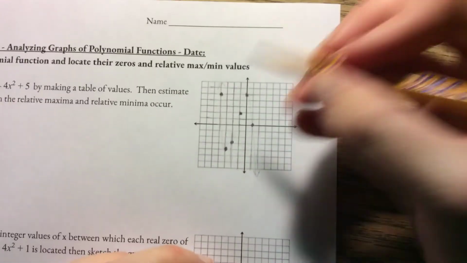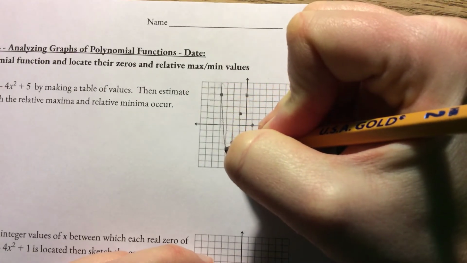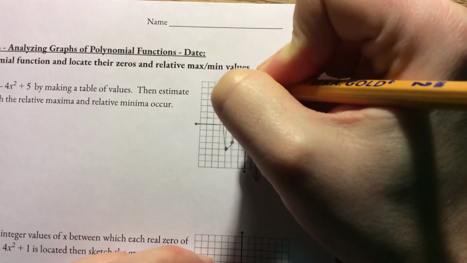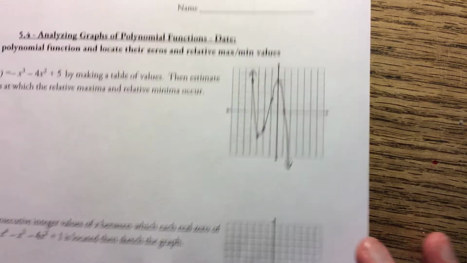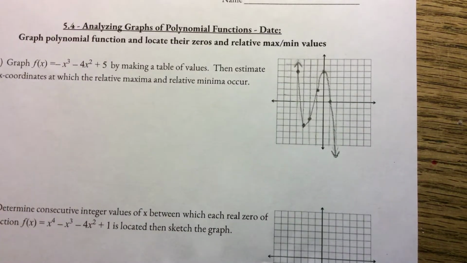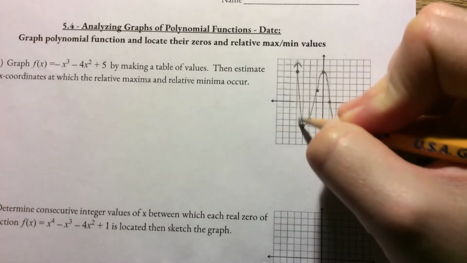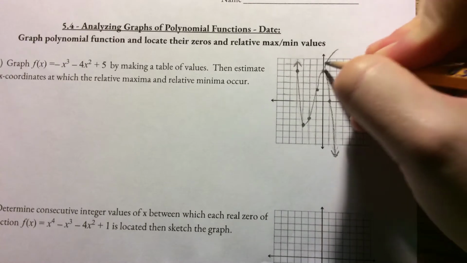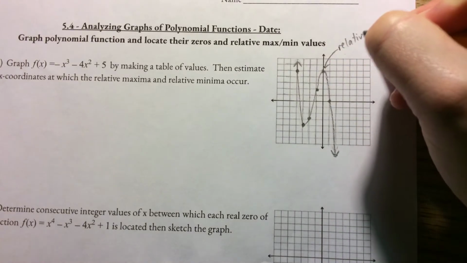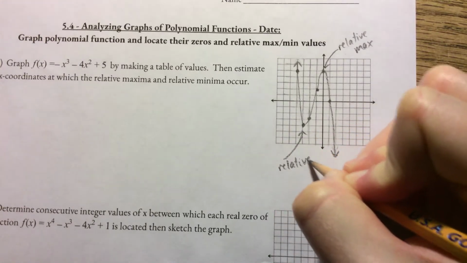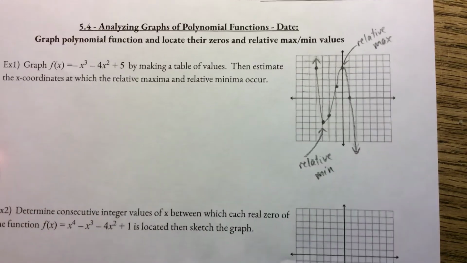So I'm going to connect these in the order that I got them. It comes here, swoops back up, and then goes down. So this is a basic graph of what we were looking at there. Then it says to estimate the x-coordinates at which the relative maximum and relative minimums occur. So right here, wherever you see a hill or a valley, this is a relative max, and this is a relative min. So it wants the x-coordinate of those.